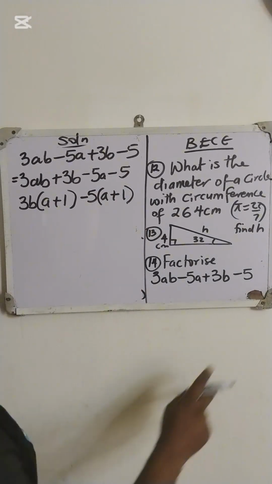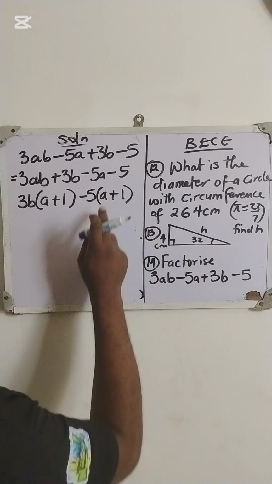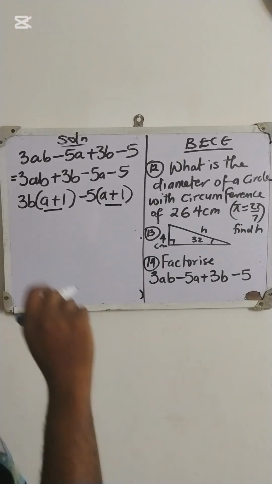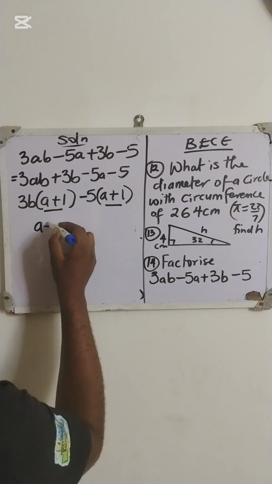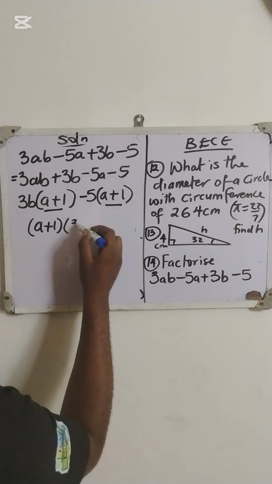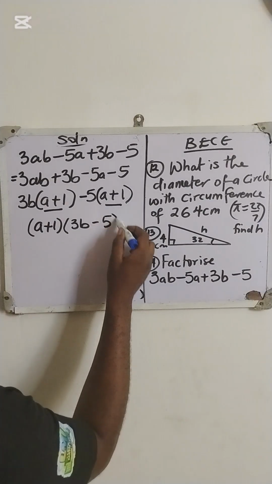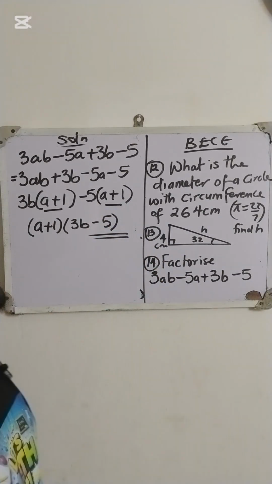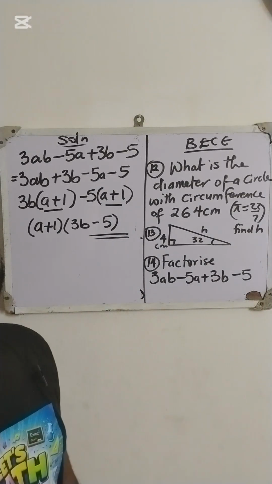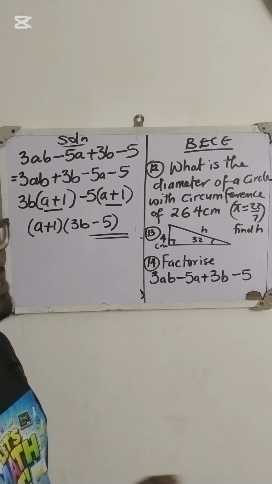You see? So don't make the mistake of putting minus here, saying, oh, now we have this and this common. So we pick one of them. So we pick 3b and minus 5. 3b and minus 5. And we have factorized. These are the factors of this expression. So that's it. Simple, easy.